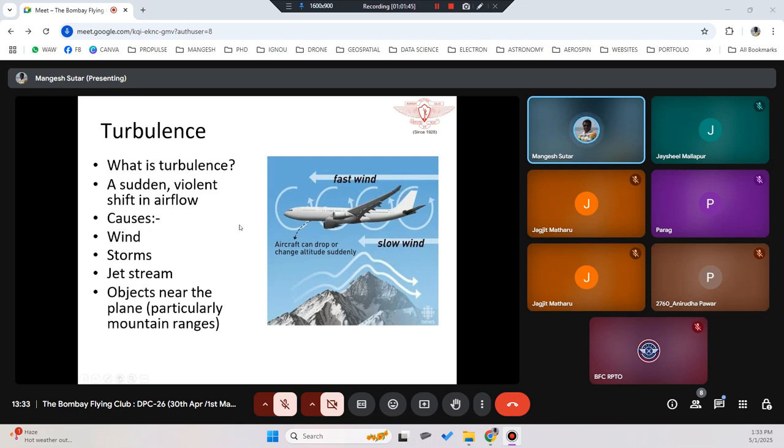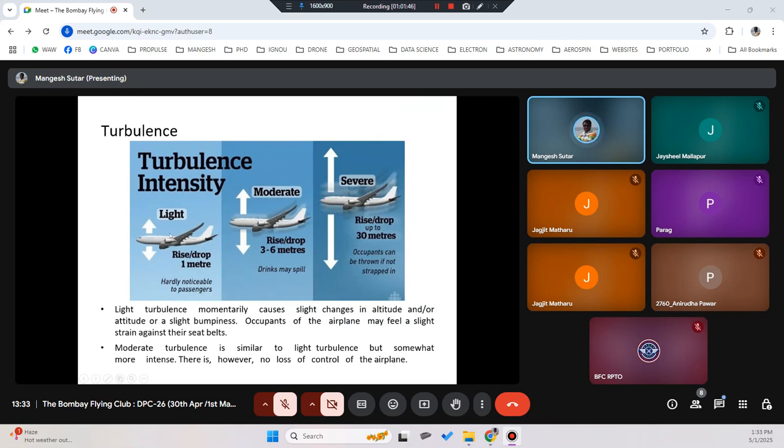Okay, so there are different types of turbulence. Could be a light turbulence, normal, a little bit shaky. Your aeroplane will be shaky. Not much difference will be there in the height in the way of the flying. So it could be 1 meter up and down, your aeroplane might be going. Okay, moderate turbulence could be 3 to 6 meters rise and drop, but severe would be 30 meters. Okay, so at the moderate range, your drink may spill. Your glass of water or glass of whatever drink is there, it may fall.